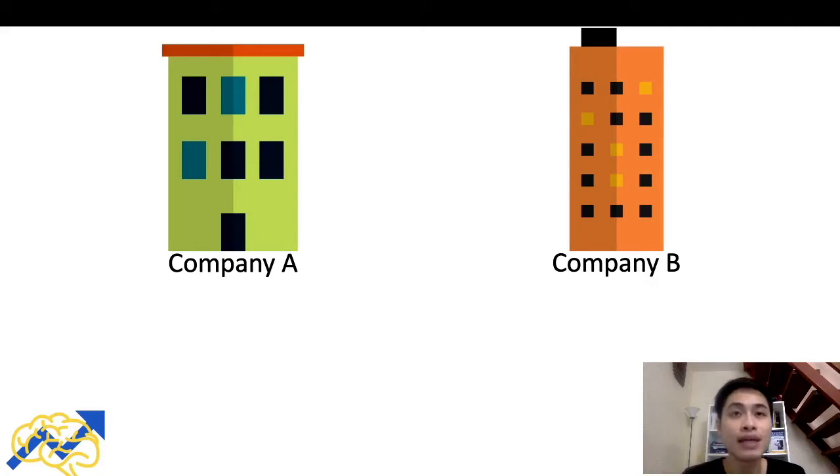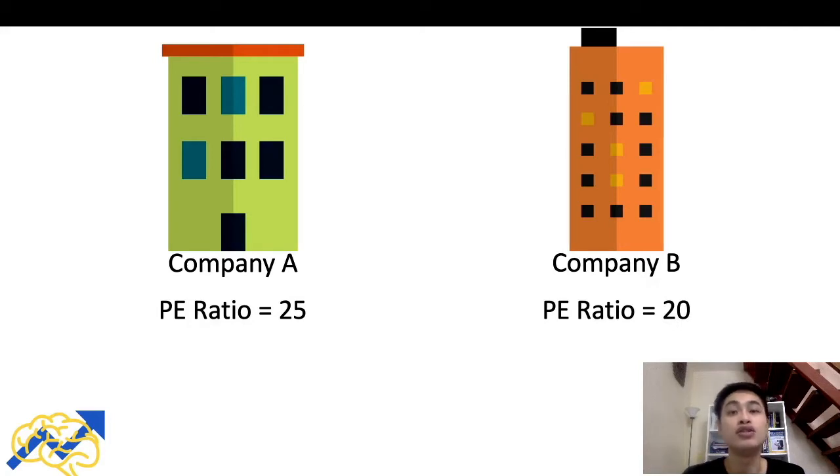So let's say company A has a PE ratio of 25 and company B has a PE ratio of 20. So solely based on the PE ratio of company A and B, we would say that company B is more fairly valued than company A, and company B represents better value for us investors. So if we solely compare the PE ratio of these two companies, then company B is said to be more fairly valued than company A because company B has a lower PE ratio.